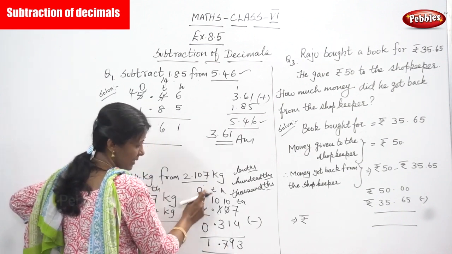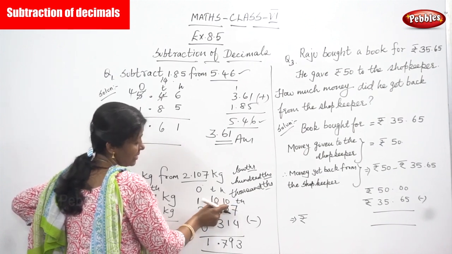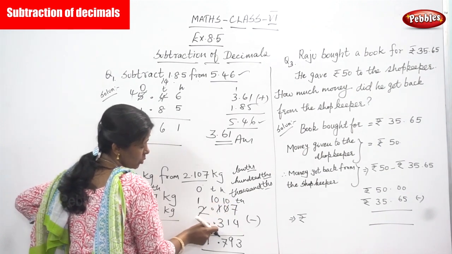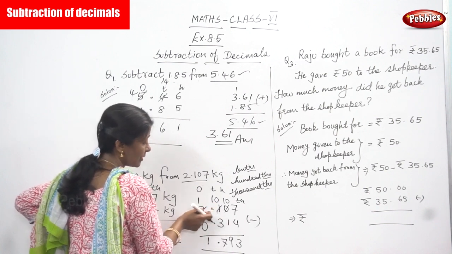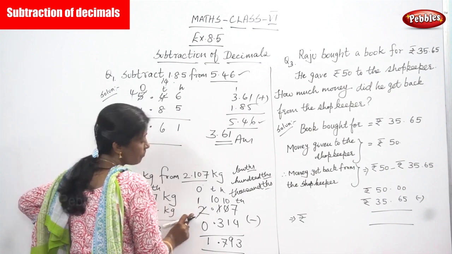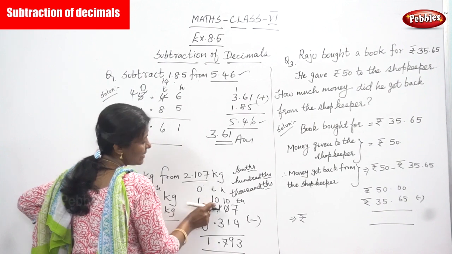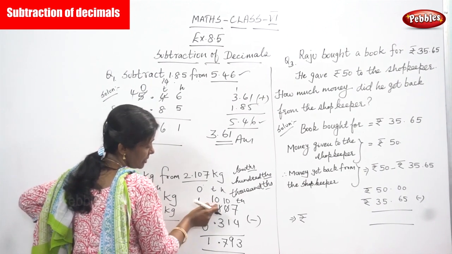1.793. So the tens place has only 0, because you have already given 1 to the hundreds place. So 0 minus 3 is not enough to subtract. So you have to borrow from the 2 in the whole number, in the ones place. So this 2 becomes 1, and this tens place 0 becomes 10.